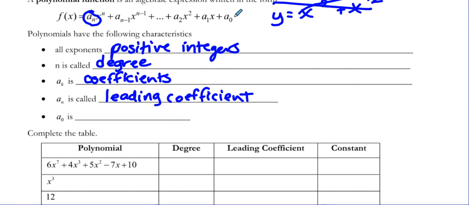And a sub 0, notice a sub 0 is back here by itself. It doesn't have an x with it, so it's just a number, and it's called the constant term.